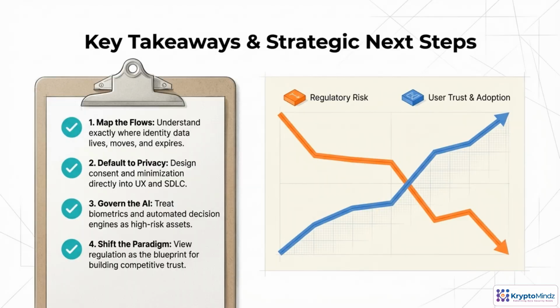Everything you design around digital identity should do 4 things. First, make data flows explicit, so you actually know what you're securing. Second, assume privacy by default, so consent and minimization are baked in, not patched on. Third, govern AI and biometrics like critical infrastructure. And finally, treat regulation as your playbook for long-term trust and adoption.